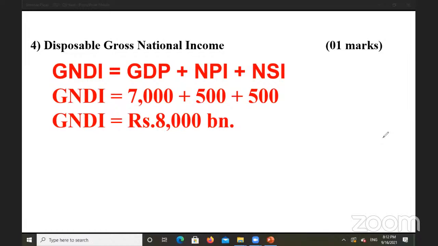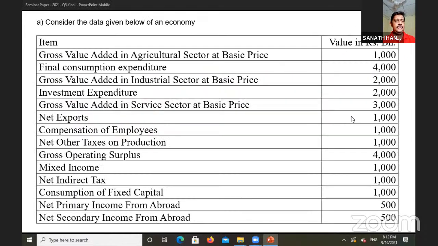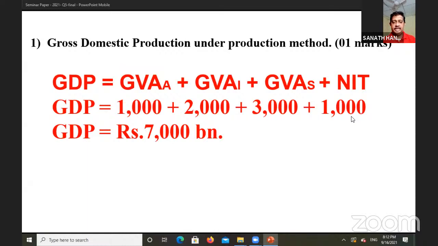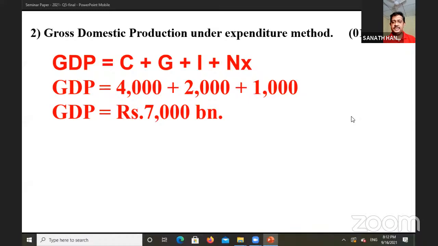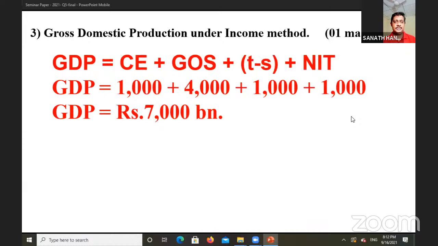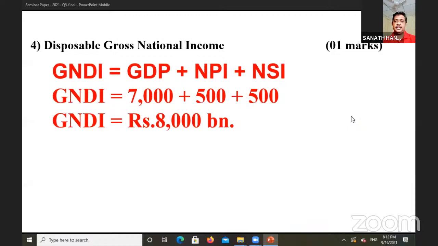Okay. Someone has a previous slide. I'll show it again, all the calculations. Look at it again. This is the first one, production method. The second one, expenditure method. Okay, next one, income method. Then fourth one, gross national disposable income.